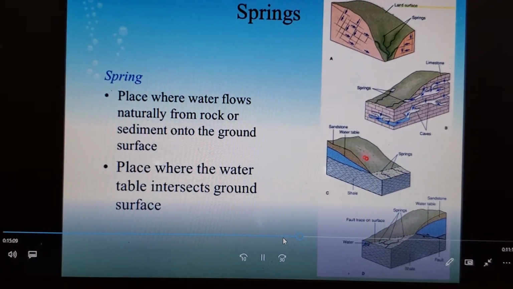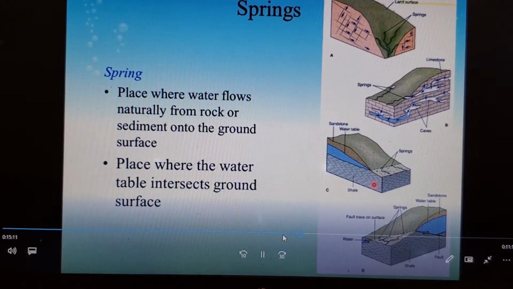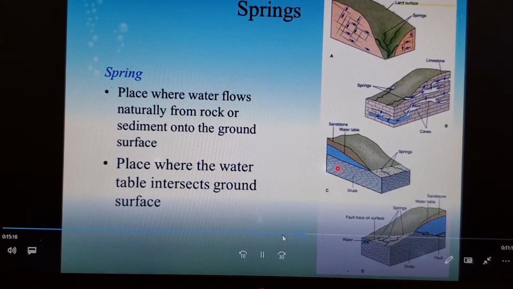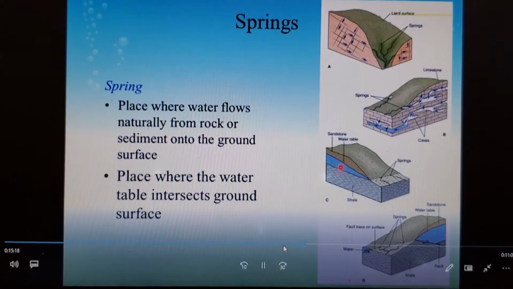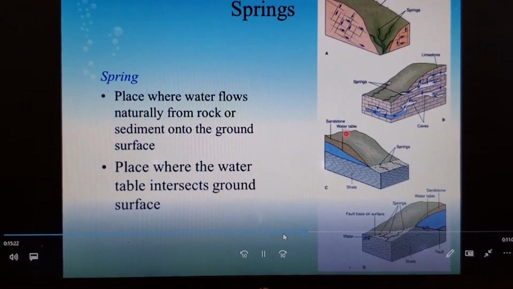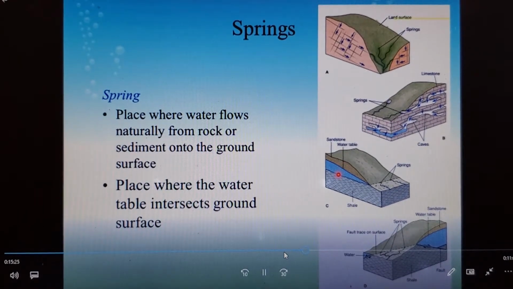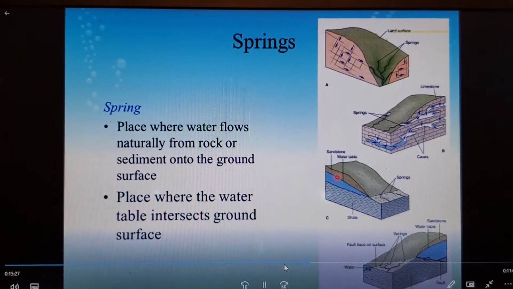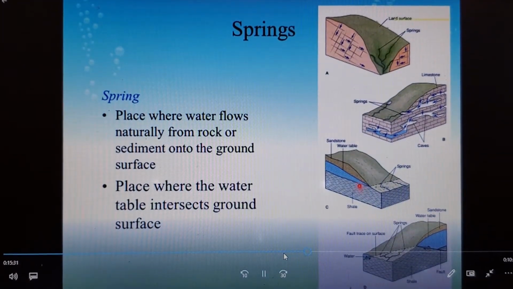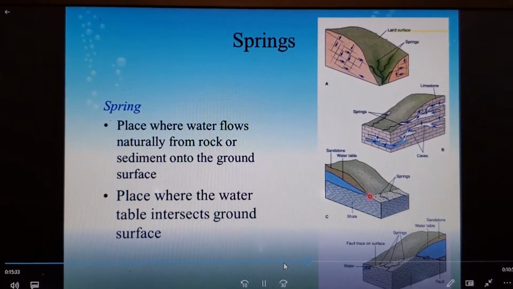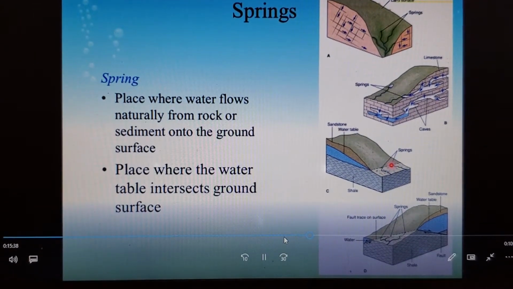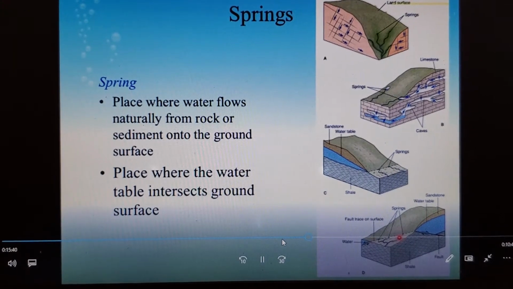Here's another example. You have your shale rock here. Shale is impermeable. That is, it doesn't allow water to go through. And above here, you have sandstone, which is permeable. And so water has infiltrated all the way down to the shale and built up here to form this water table. And where this water table crosses the Earth's surface, the water will seep out, and that is what we call springs. Same kind of thing here.